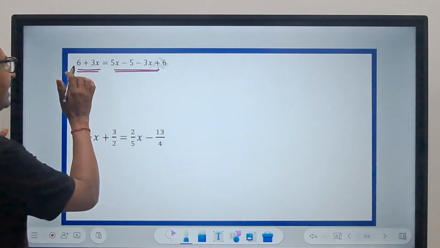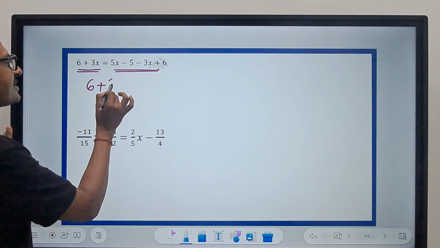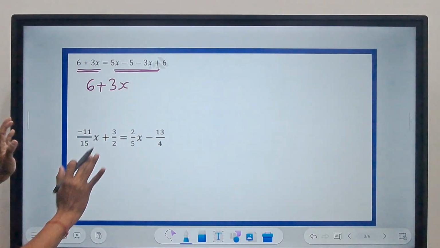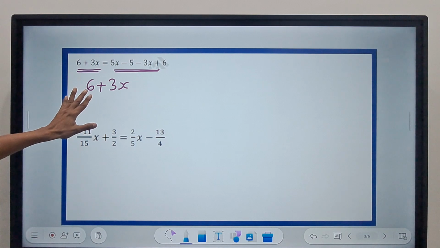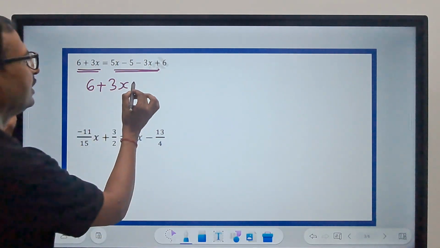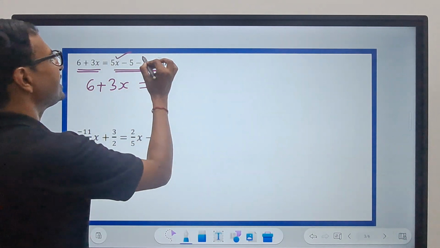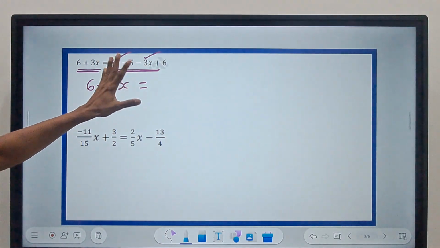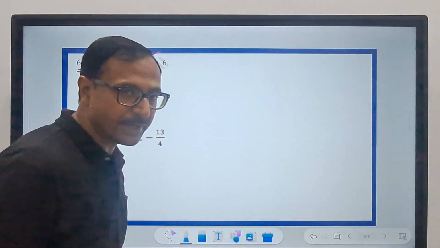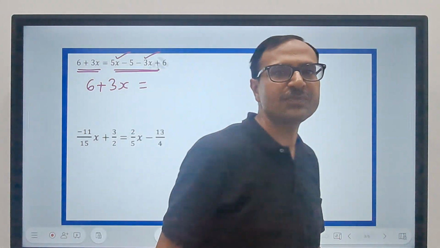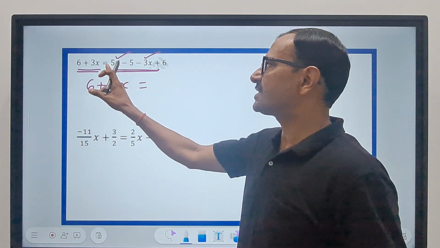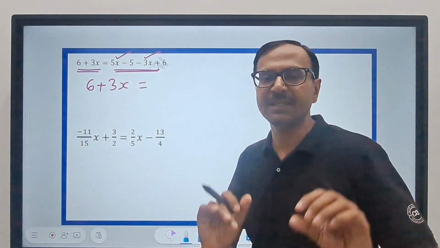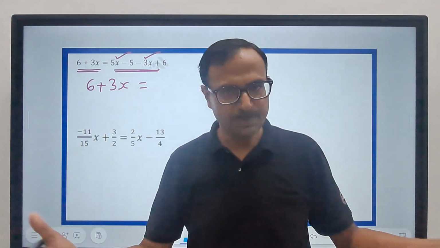If you see the left hand side, 6 plus 3x, they are unlike terms. There is a single term which contains x and a single term which does not contain x. But on the right hand side, if you see carefully, 5x and 3x are like terms. That is where you need to be smart. You just need to convert 5x minus 3x as 2x in the first step itself, because it is pretty elementary.